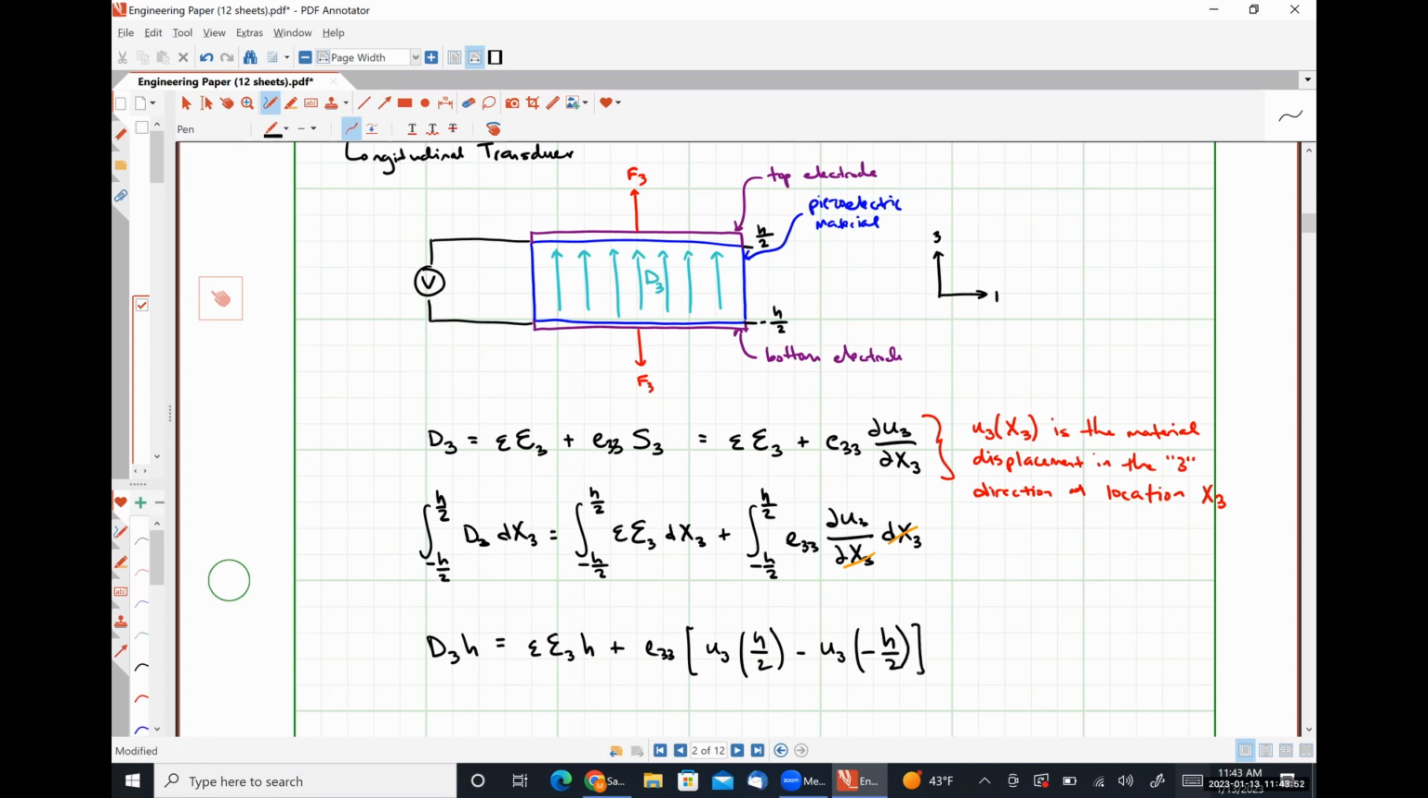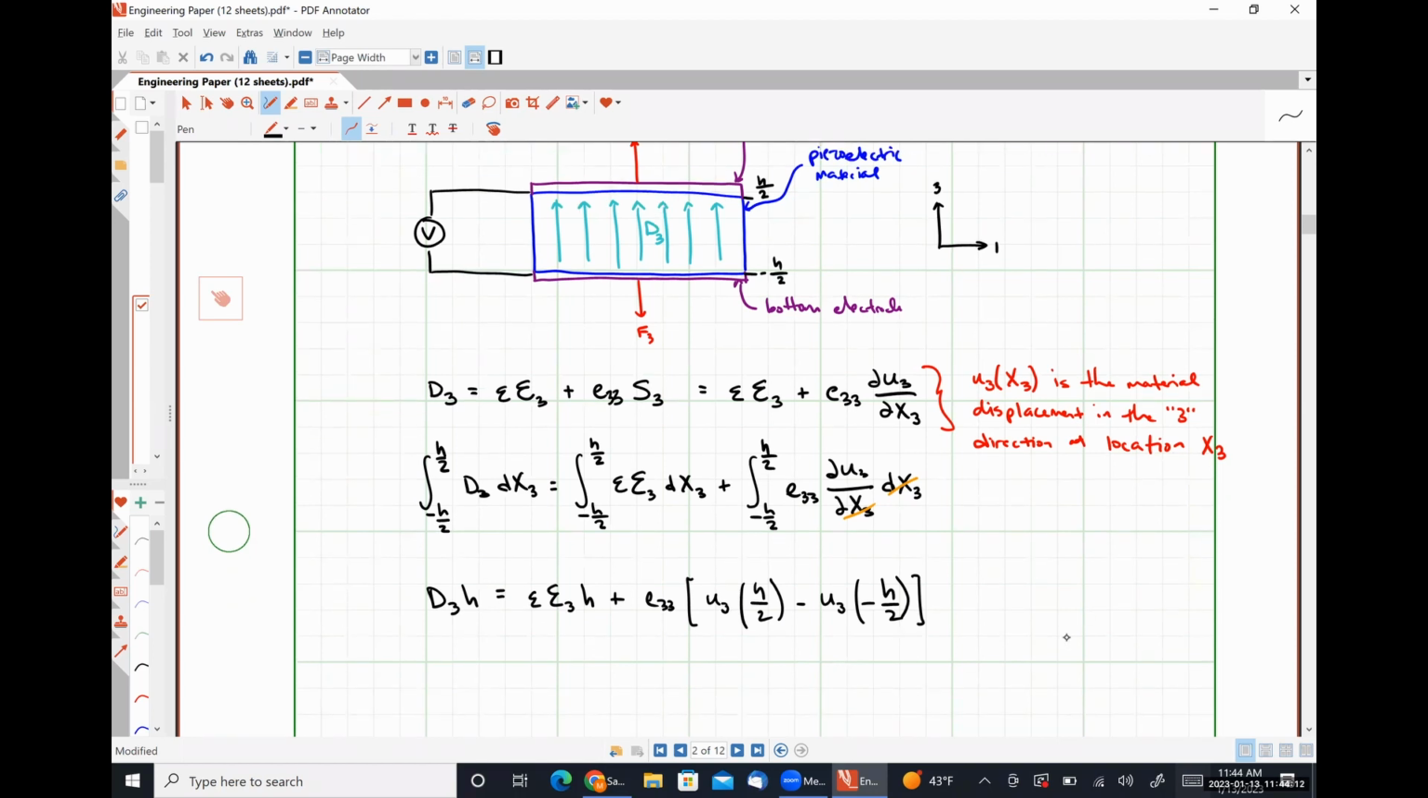What does that represent? Deformation of the crystal, right? So however much this crystal deforms, plus this term right here, gives us our displacement field. Okay, so now we're going to do a couple of things. Our electric field multiplied by the thickness of the crystal is going to give us the voltage drop across the crystal, because electric field times distance is voltage, right?